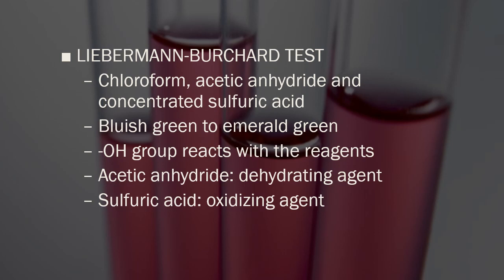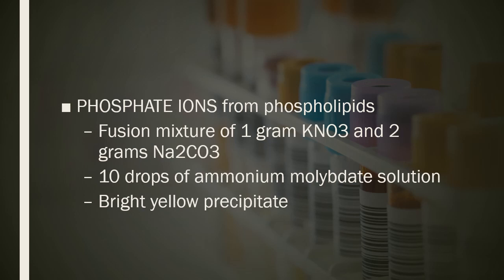Moving on to your phosphate ions. You have here the test for your phospholipids, and what you are testing here is the phosphate ions. What you did is macerate an amount of, I think, 5 grams of your pig's brain, and then you added ether or chloroform. You mixed it thoroughly, and then you filtered using a filter paper or your cheesecloth, but what you used is a gauze.